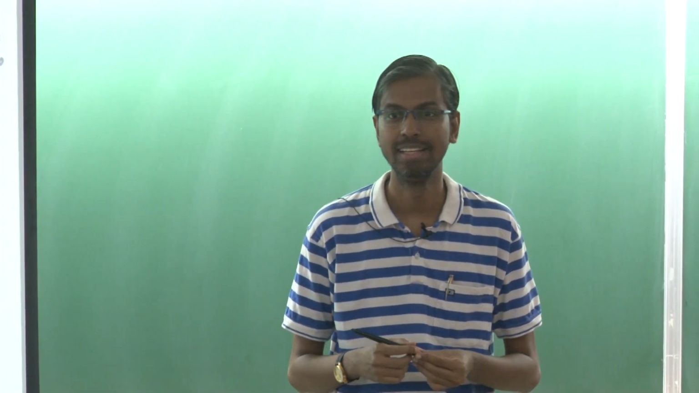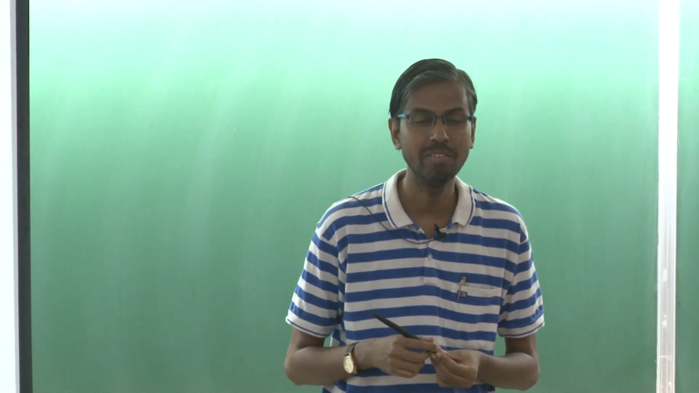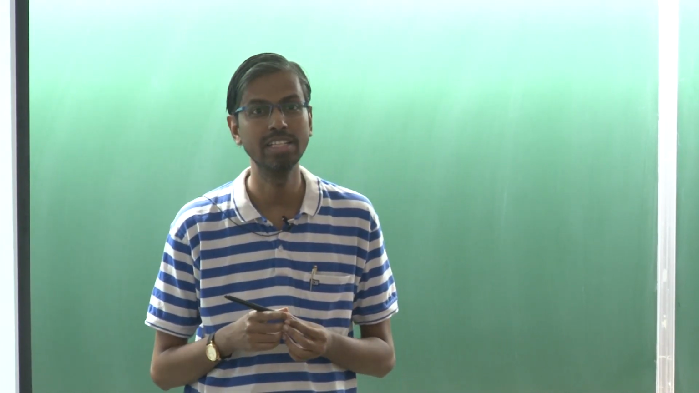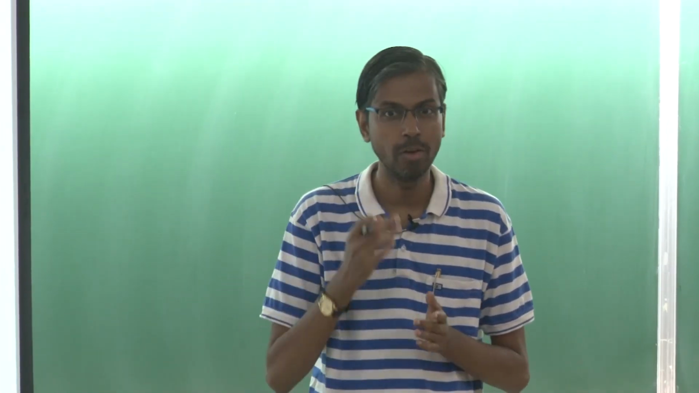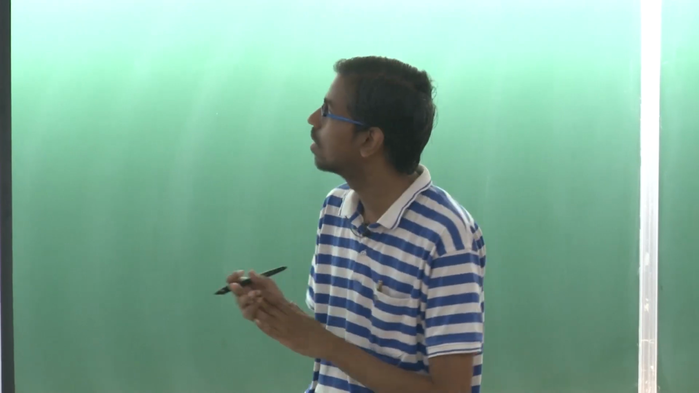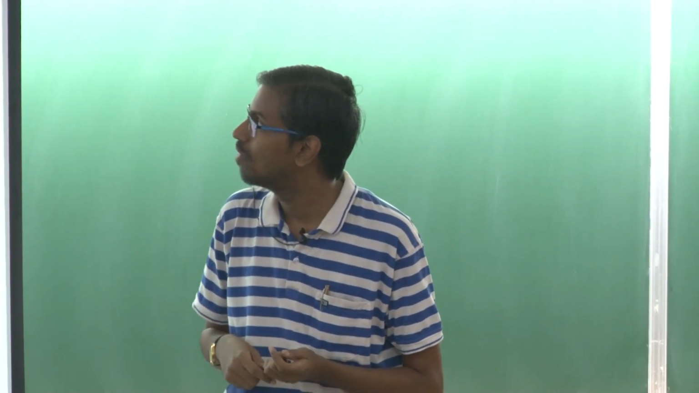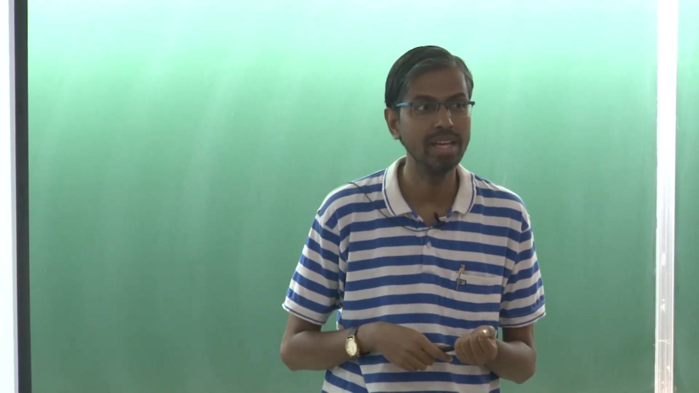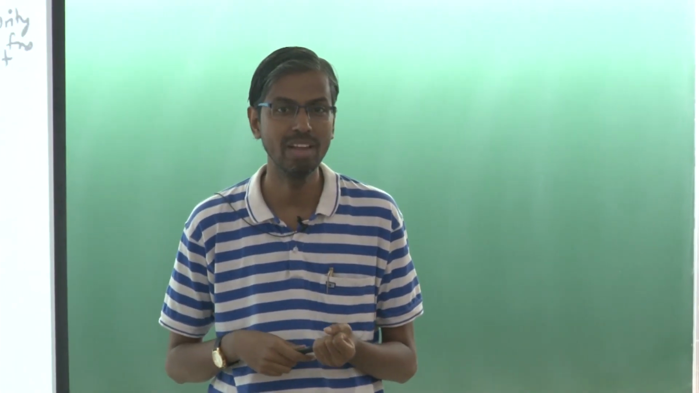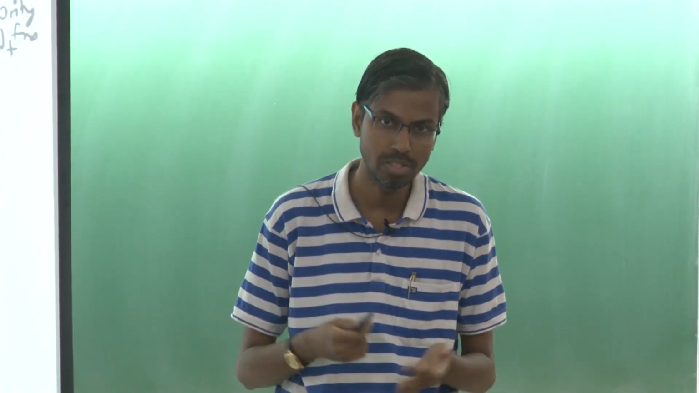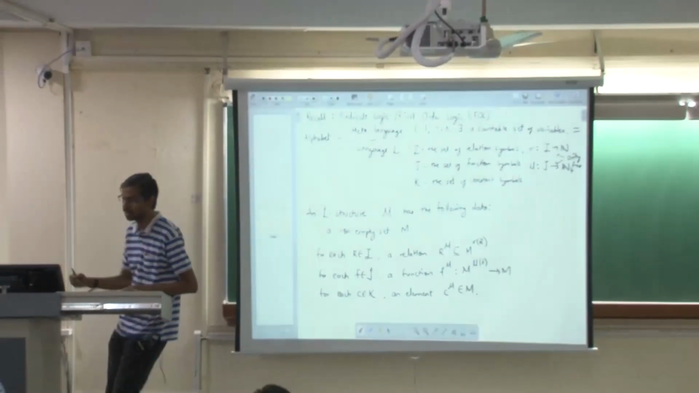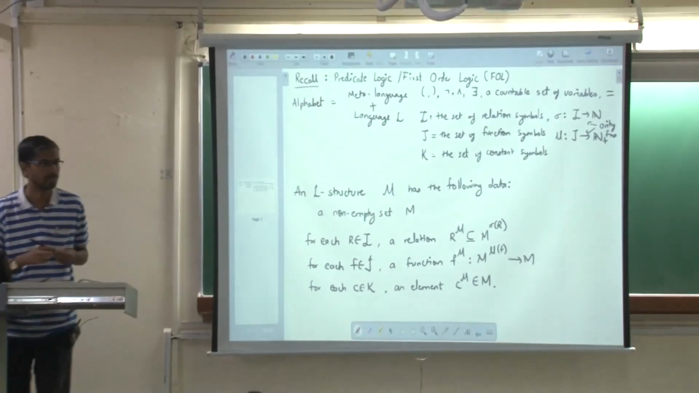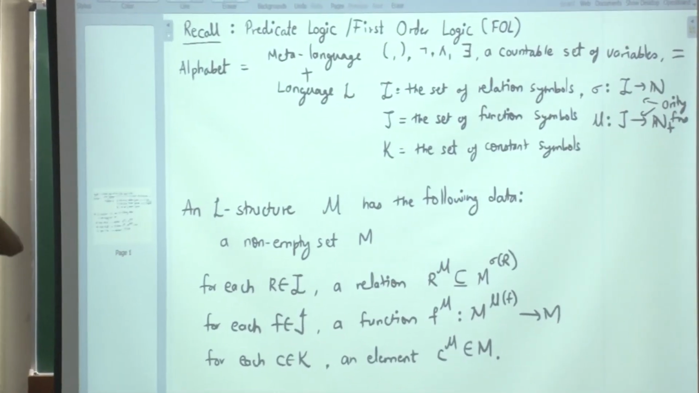Okay, let's begin. So we have started looking at predicate logic, which is also known as first order logic. We are not going to look at any higher order logic, second order. So our alphabet for the predicate logic consists of meta language plus a language as usual. Oh, perhaps I missed a plus symbol here. Yeah, that should be a plus symbol, meta language plus a language.